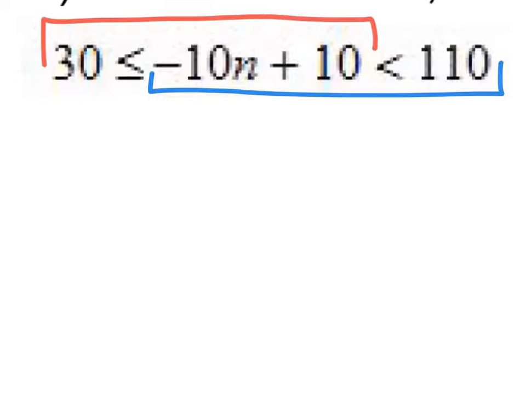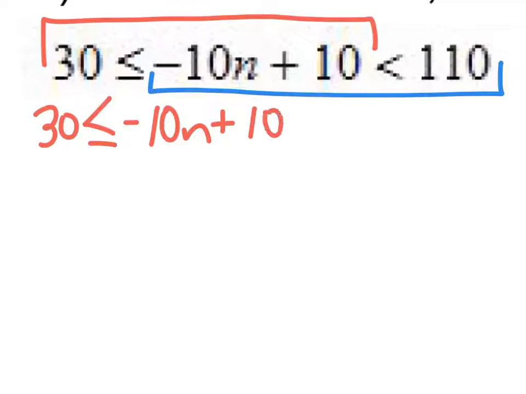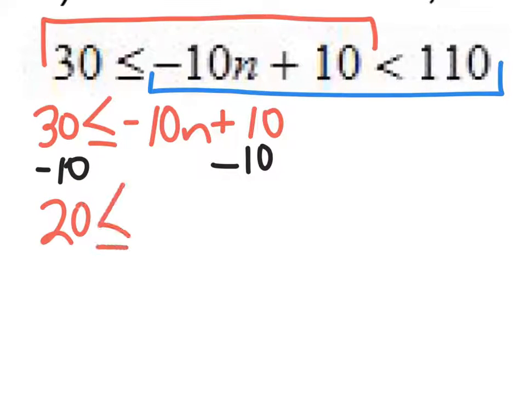So let's start with the left side. I'm going to rewrite it. So it's going to be 30 is less than or equal to negative 10n plus 10. And let's isolate for the variable. So we're going to subtract 10 from both sides. And we've got now 20 is less than or equal to negative 10n.